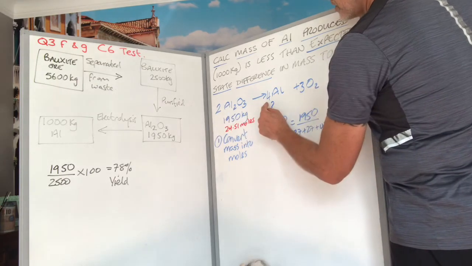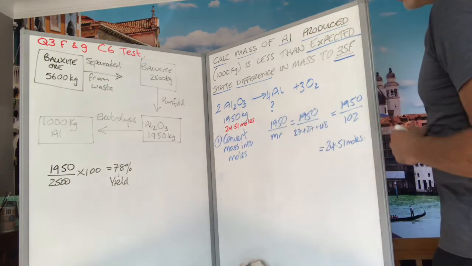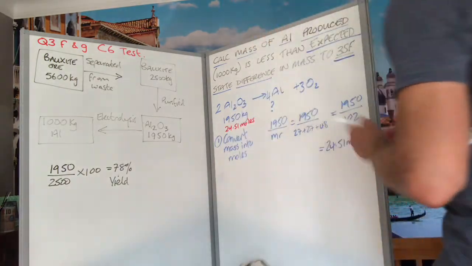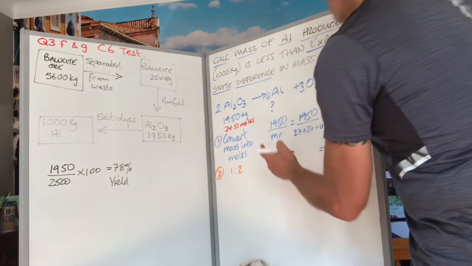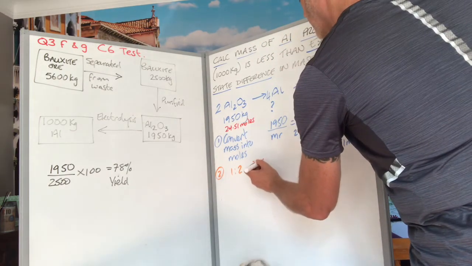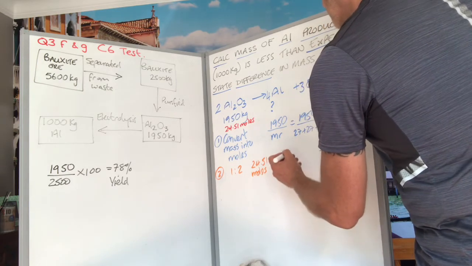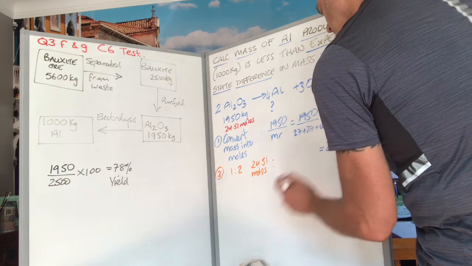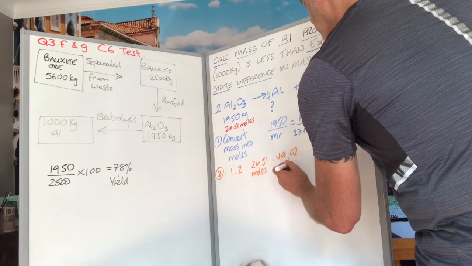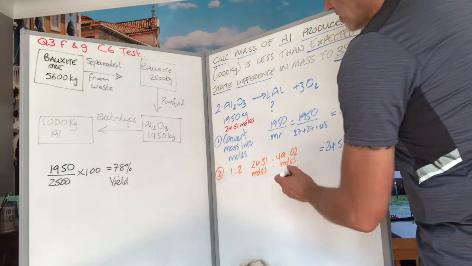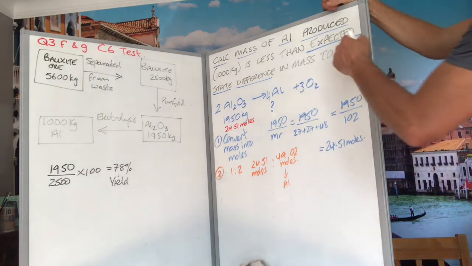Since 2 moles makes 4 moles, then we've got a reaction ratio here of 1 to 2. So second step, reacting ratio is 1 to 2. So if we have got 24.51 moles of aluminium oxide, it's going to produce twice as many moles of the aluminium. So now we know how many moles of aluminium we're going to produce. In theory, remember this is expected.